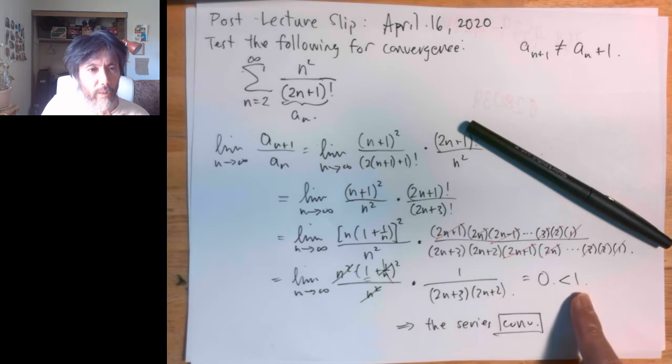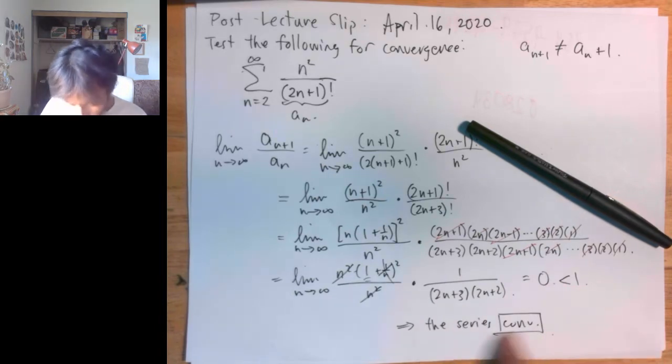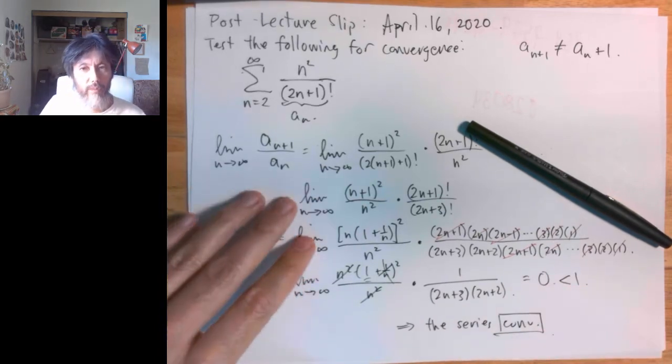And 0 is less than 1. And by the ratio test, that implies that the series converges. Okay? So I hope that that is more or less clear.